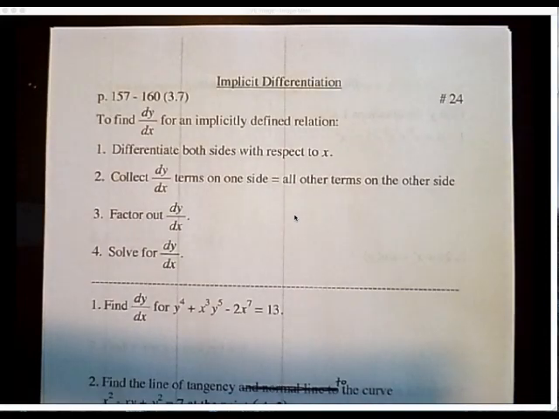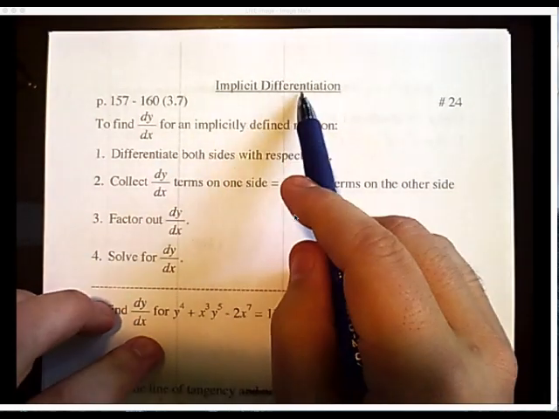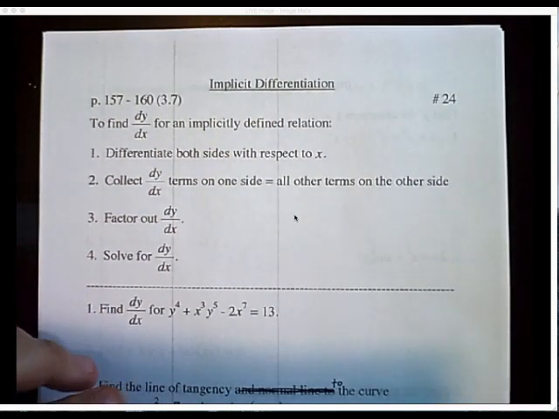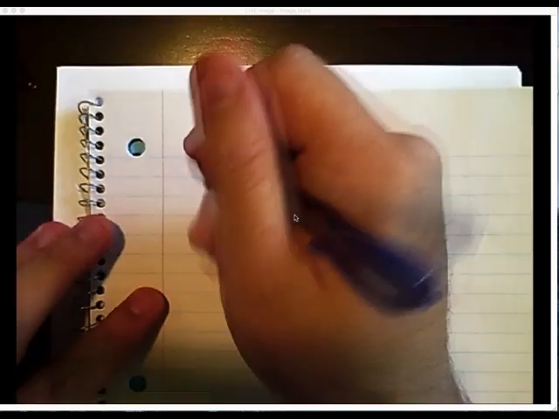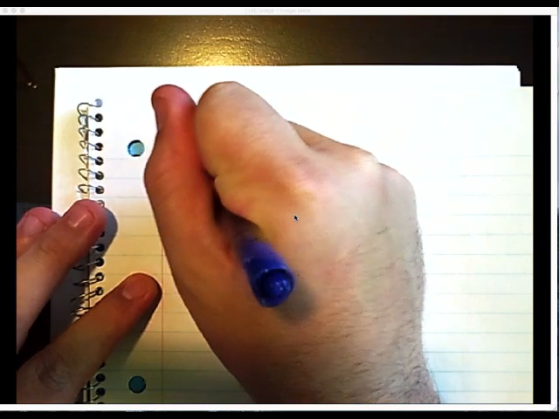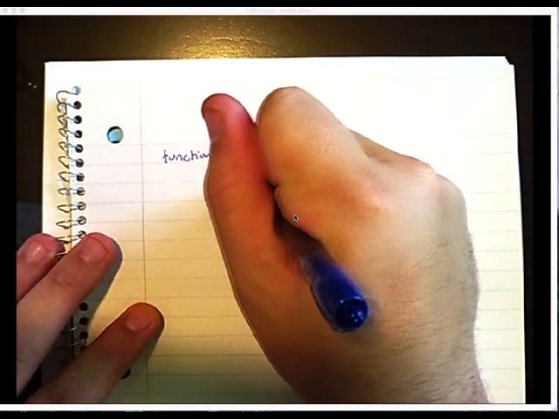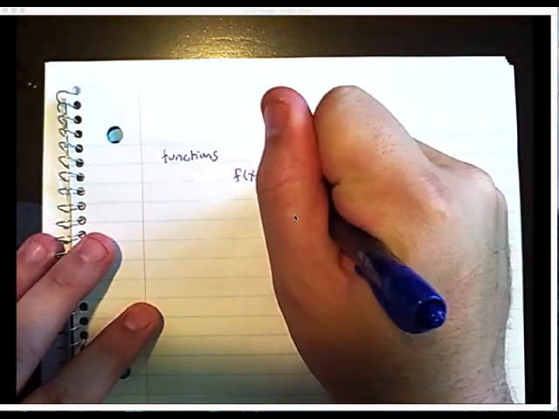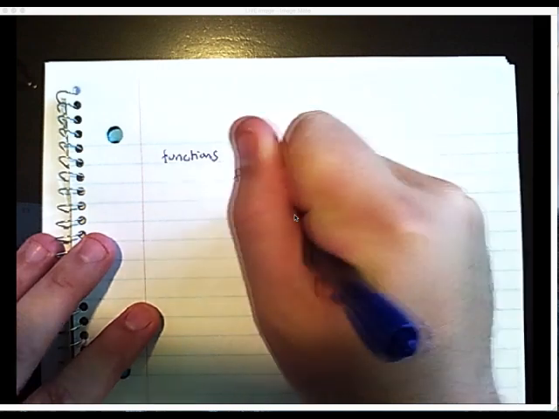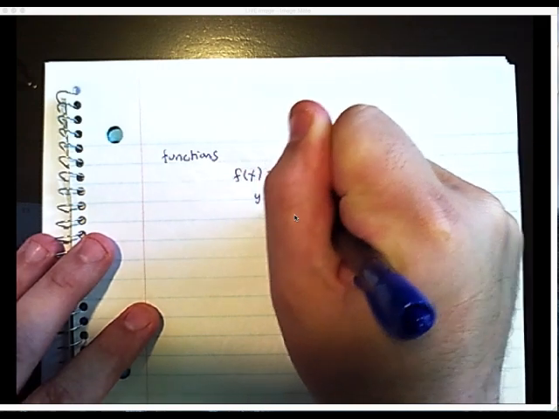Alright guys, today we're going to go over note card 24, and this is called implicit differentiation. Now, before we get started with this, let's talk about functions real quick. Most of the functions we see are usually written like this, like f of x equals 3x plus 5, or y equals 3x plus 5.